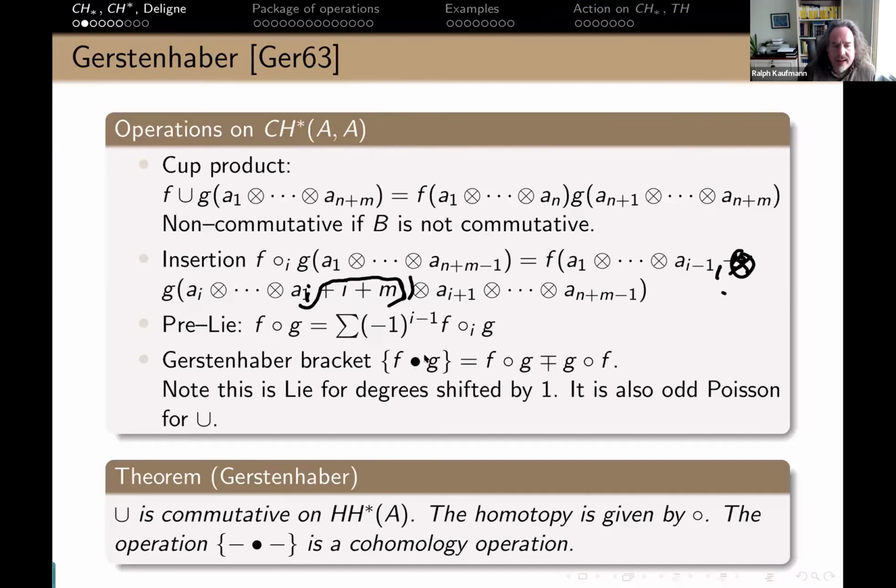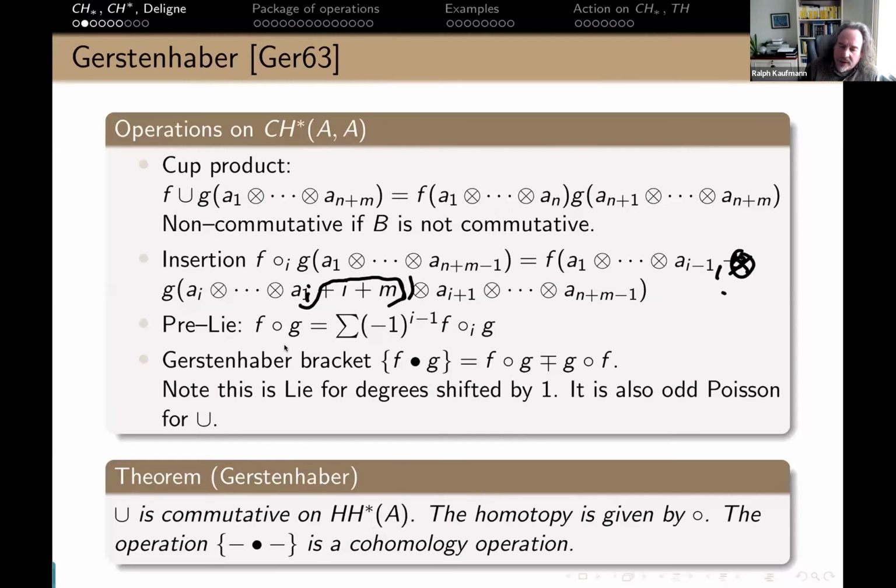All right, so then Gerstenhaber proved a theorem, which is nice, namely, of course, this cup product is not commutative if A is not commutative, because it just lands in A, so why should it be? But interestingly enough, on Hochschild cohomology, this cup product is commutative. And the way he proved that is to give an explicit homotopy between the two iterations, cup and cup opposite. And that homotopy is given exactly by this circle operation.